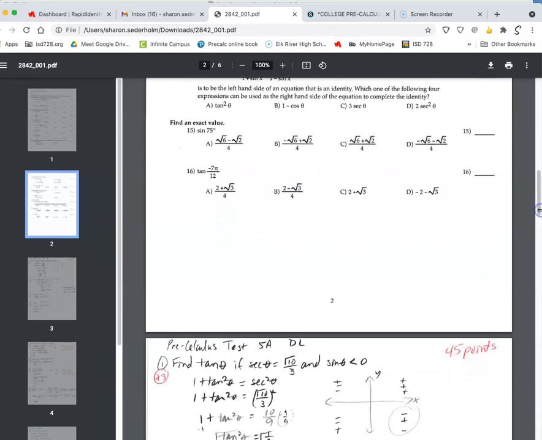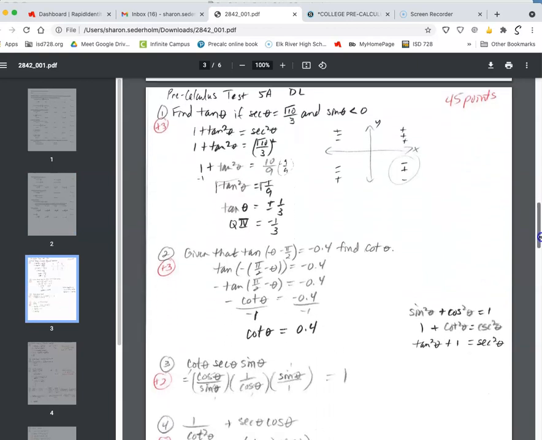They had to show all of their work just like all of you did in face-to-face. All right, so here we go. Number one said, find the tangent of theta if the secant of theta is the square root of 10 over 3 and the sine of theta is less than 0.